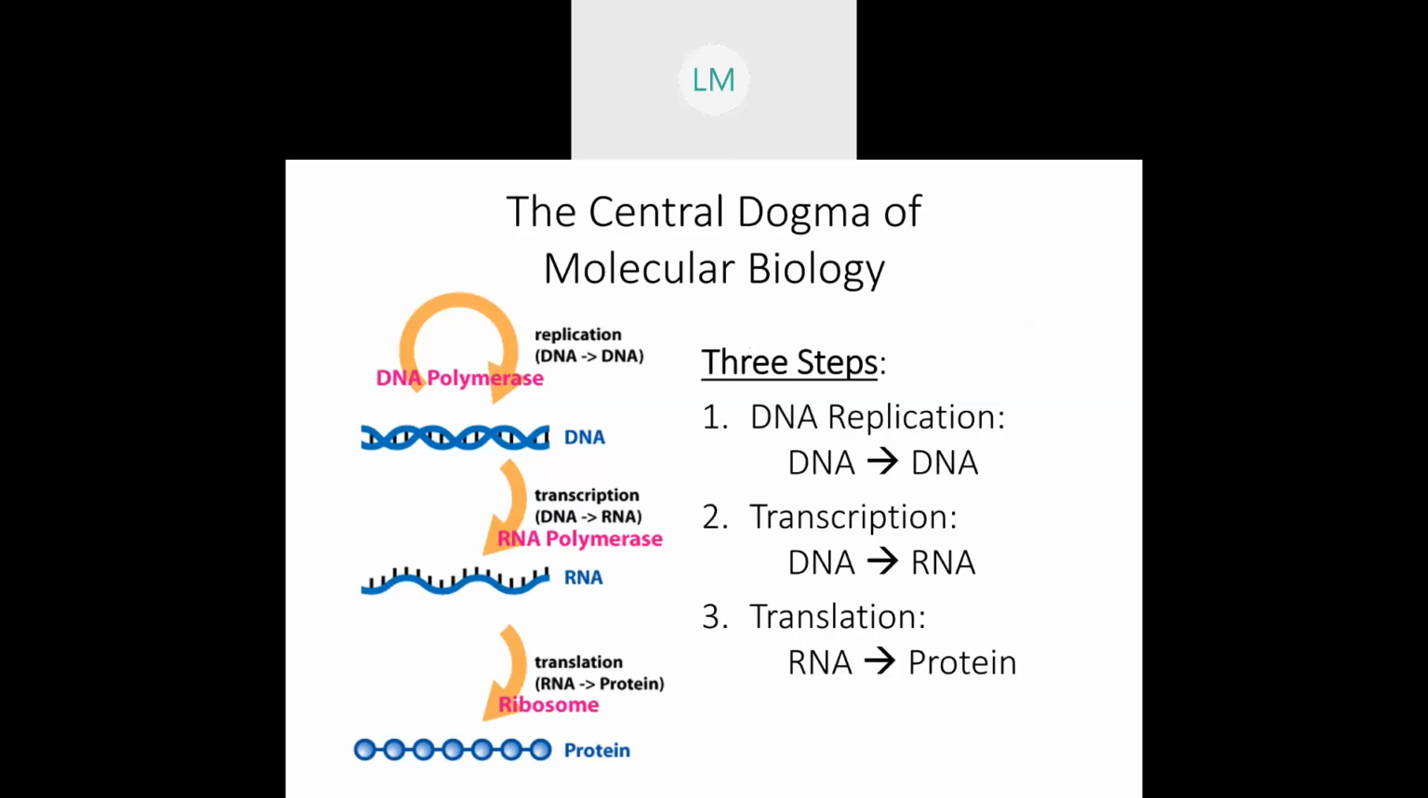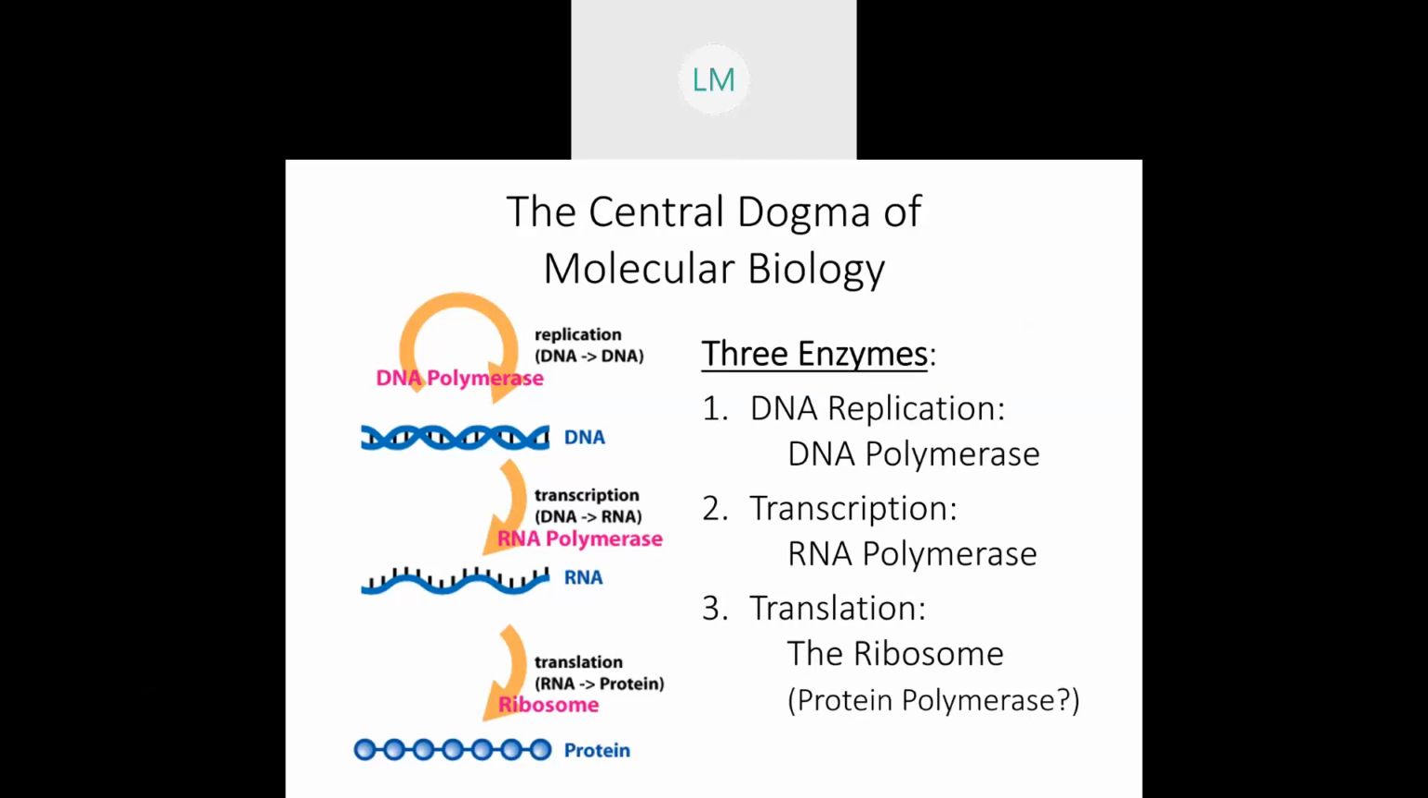Then when we're going from DNA to RNA, that's called transcription. We're transcribing one nucleic acid into a different type of nucleic acid. And then the third step is translation. This is where we're going from our RNA to our protein. We're translating information from one macromolecule into another macromolecule, going from that RNA to that protein.